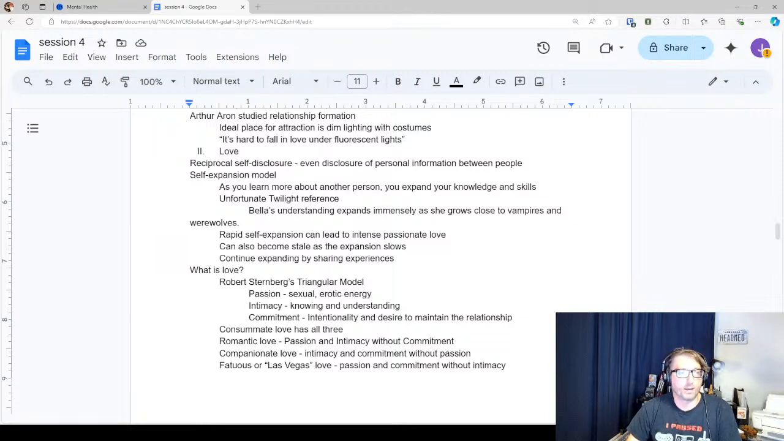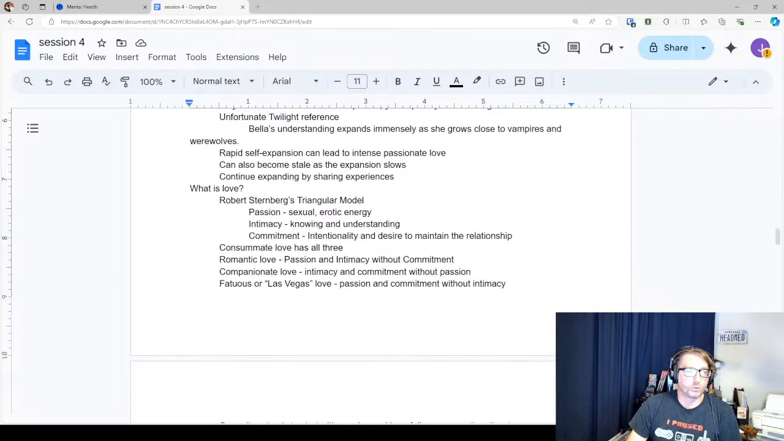And that's what can happen when rapid self-expansion leads to intense passionate love, but it can also cause relationships to go stale as expansion slows. We can continue expanding by sharing experiences with others. I think that was an aside he made. So you can actually share experiences with your partner to increase that expansion if you're feeling stale in a relationship. That's a preview of what happens later.